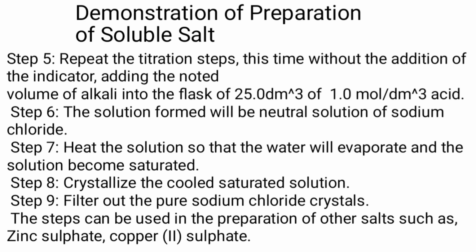Demonstration of preparation of soluble salt continues. Step 5. Repeat the titration step, this time without the addition of the indicator, adding the noted volume of alkali into the flask of 25.0 cubic decimeters of 1.0 mole per cubic decimeter of acid. Step 6. The solution formed will be a neutral solution of sodium chloride. Heat the solution so that water will evaporate and the solution becomes saturated.